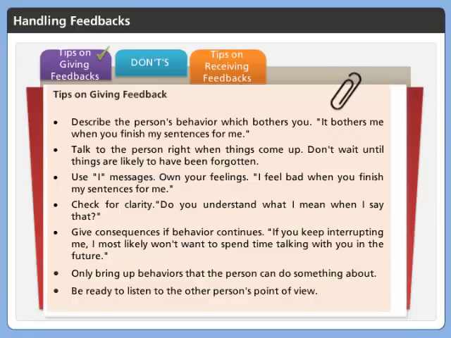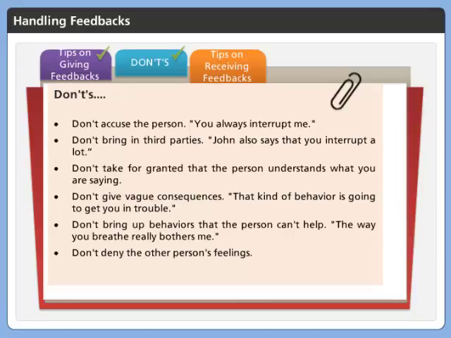Give consequences if behavior continues. If you keep interrupting me, I most likely won't want to spend time talking with you in the future. Only bring up behaviors that the person can do something about. Be ready to listen to the other person's point of view.